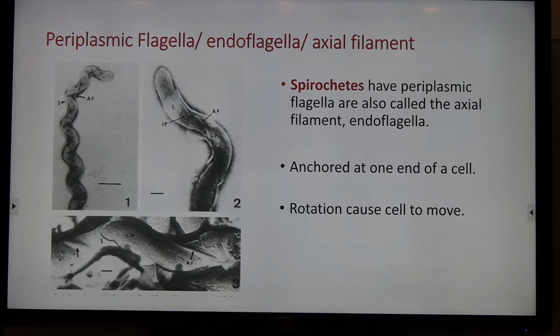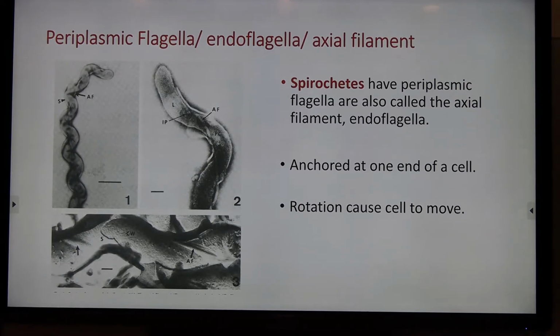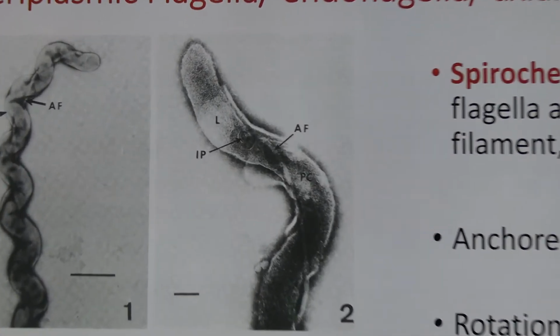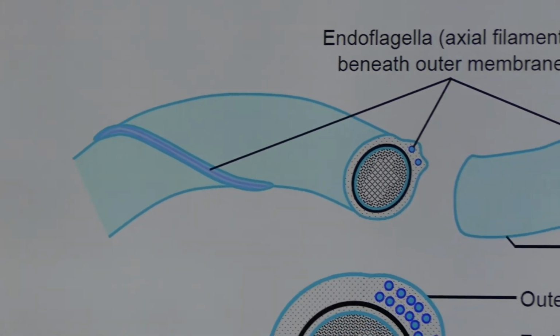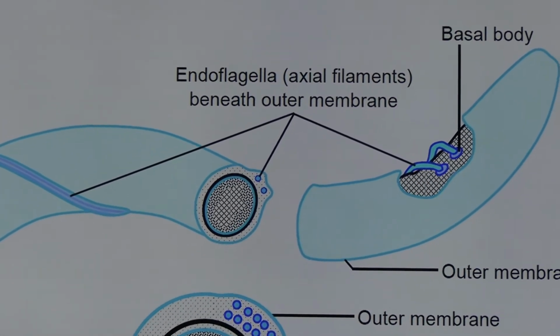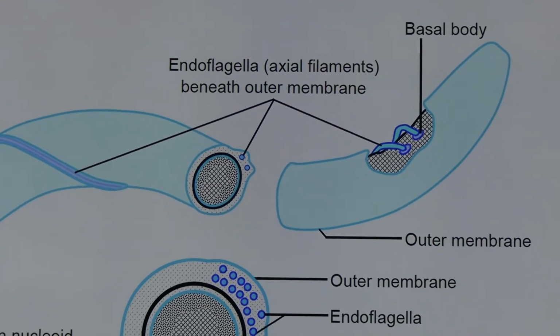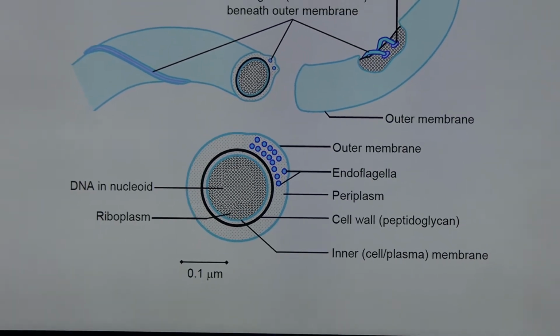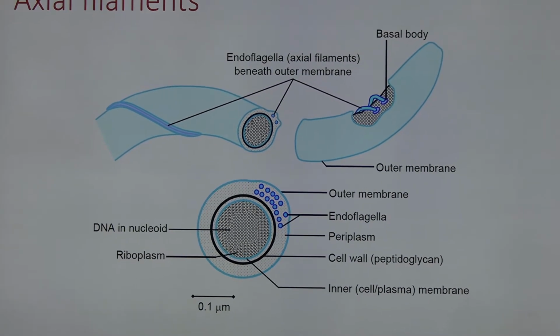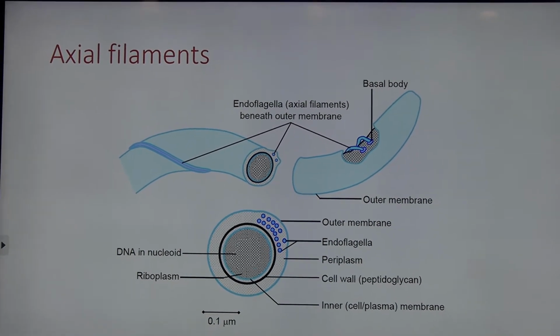From the name endoflagellum or periplasmic flagellum, you can see that this structure is not displayed on the cell surface. Instead, in the next slide, you can see that it's actually located within the outer membrane, so it's in the periplasm. That's why it has these names.